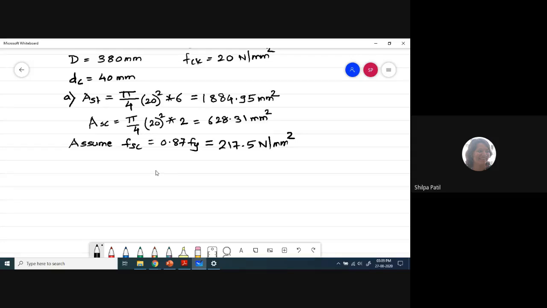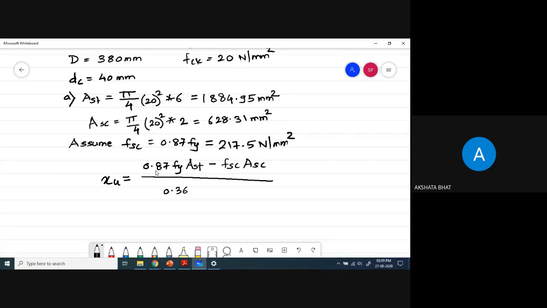Okay. Now the next step, we have to find out XU, right? Because we have the FSC value. Tell me the expression for XU. 0.87 FY into brackets AST, let us consider total AST because we have the total value, right? Minus FSC into ASC, divided by 0.36 FCK into B. Correct.